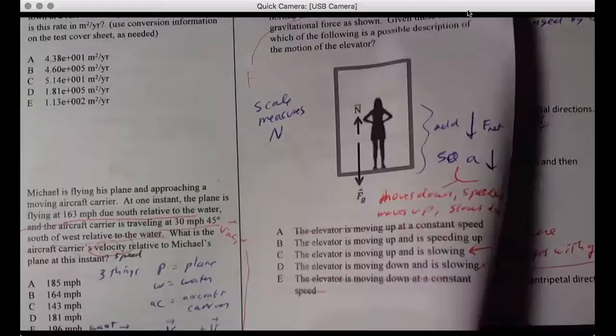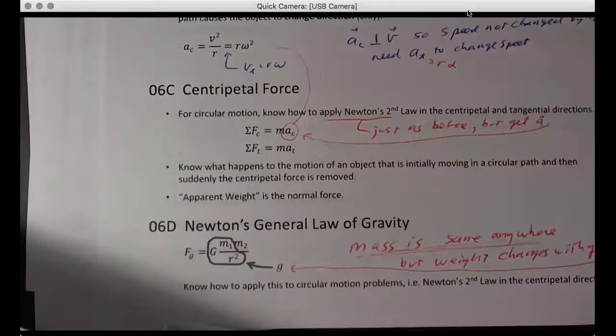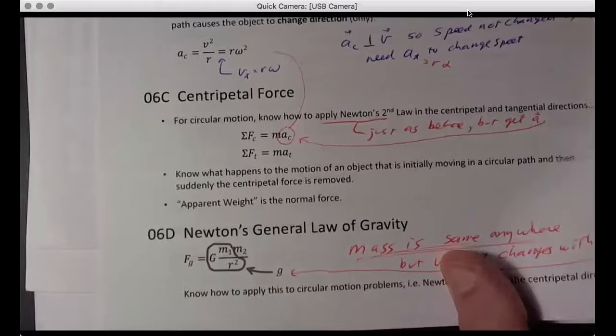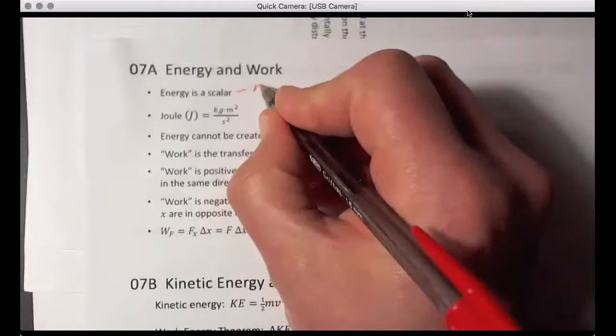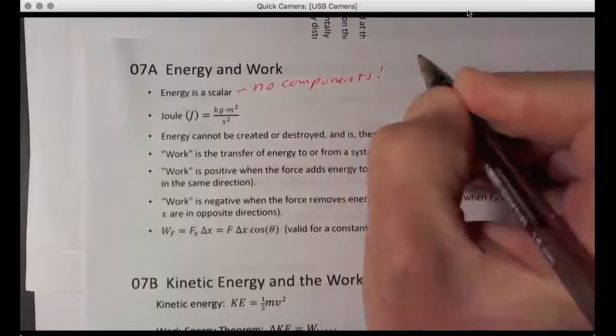So what else do we have here? We've got that one to do. So let's continue on here. We've got energy and work. Energy is a scalar, that's good news. It's good news because there are no components. So if you can solve it this way, it usually helps.